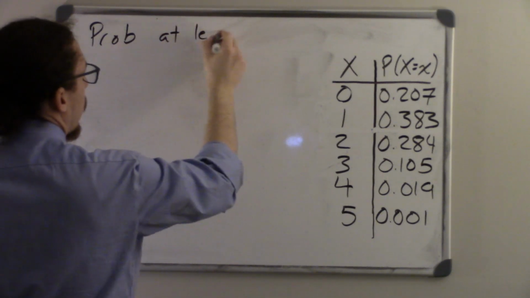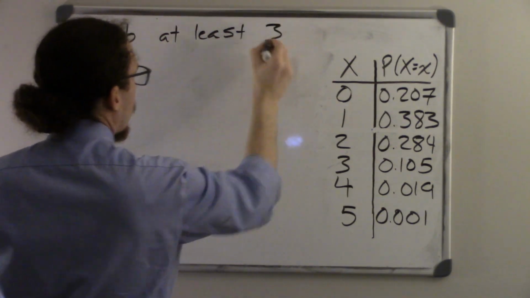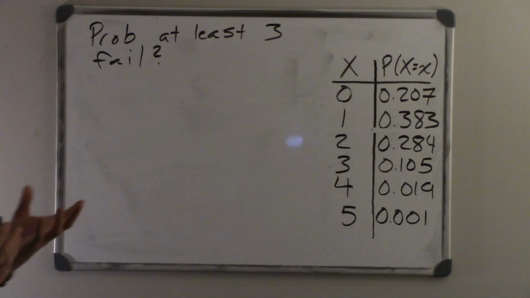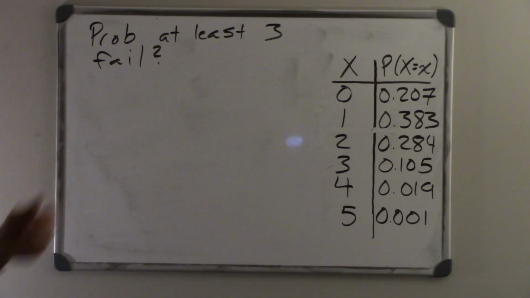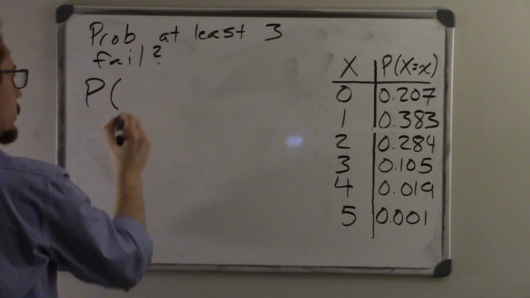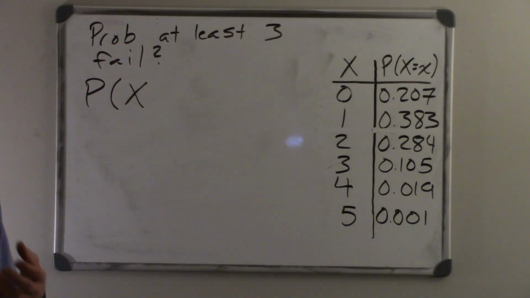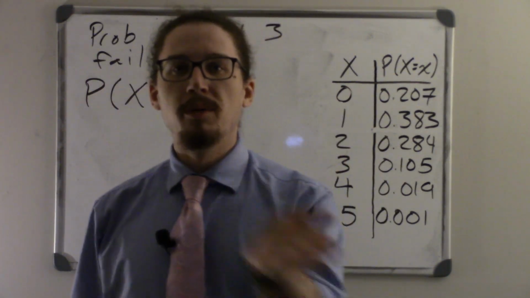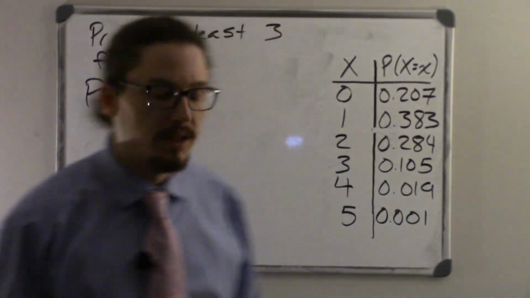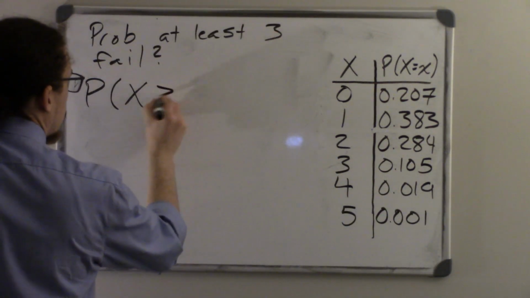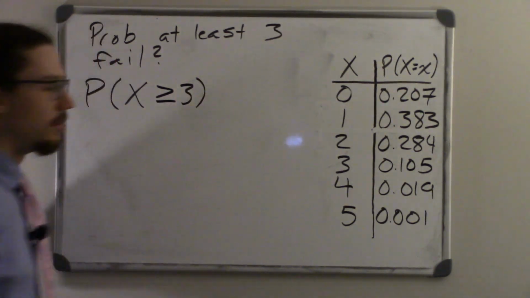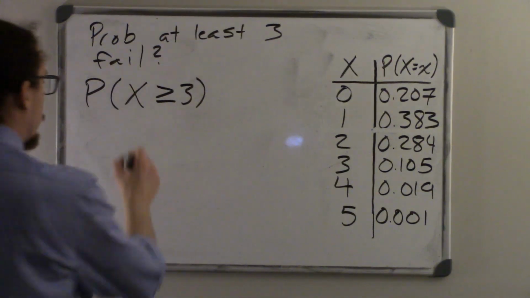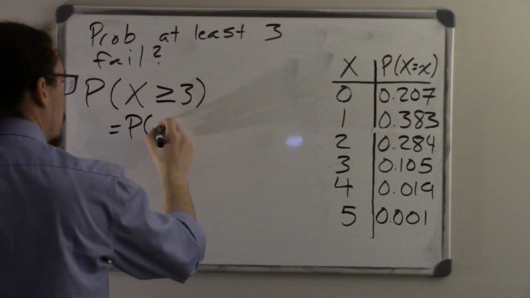But I might ask you something like, what is the probability at least 3 fail? What is the probability that at least 3 of these sensors fail? Well, we would want to go ahead and set up a probability statement. At least 3 means that 3 is the minimum, the bare minimum. Anything above that is fine, but anything below it is not. So the probability x is greater than or equal to 3, including 3 and everything above it.